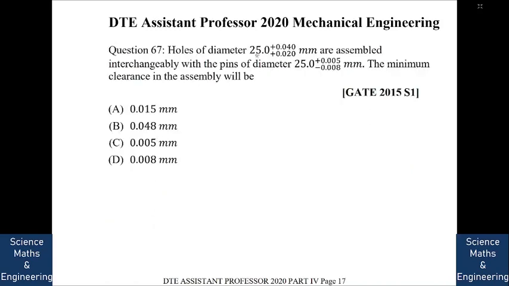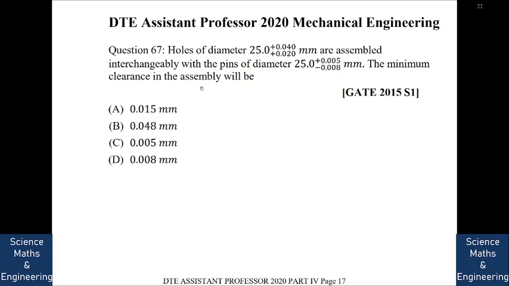Holes of diameter 25, upper limit of plus 0.040 and lower limit of plus 0.020 millimeter are assembled interchangeably with the pins of diameter 25, upper limit of plus 0.005 and lower limit of minus 0.008 millimeter.